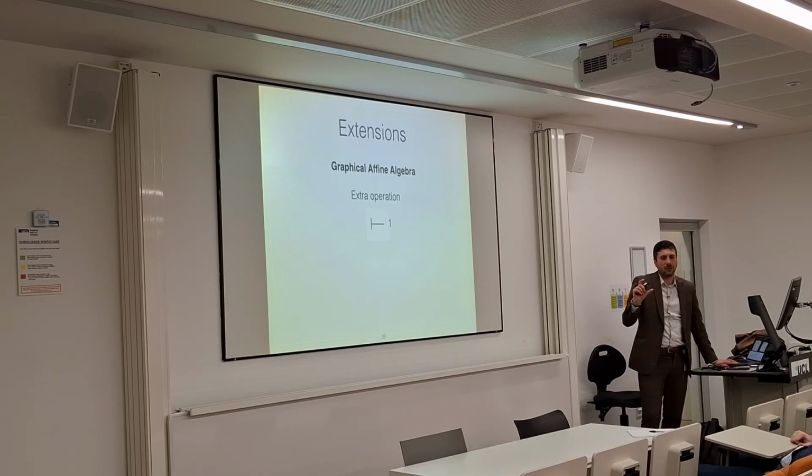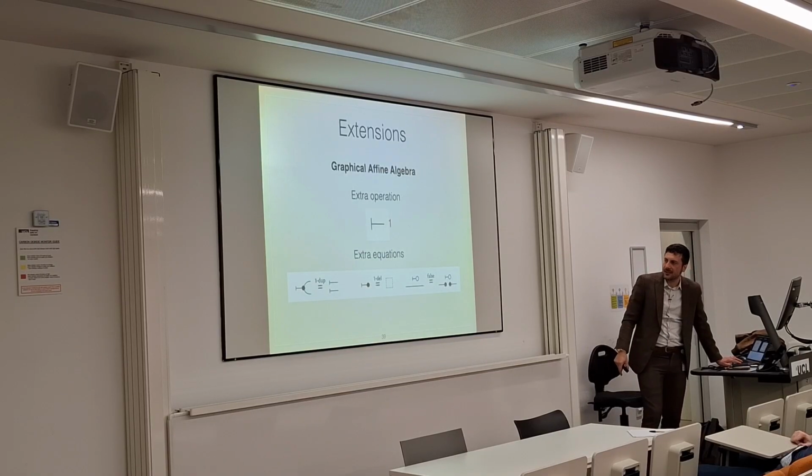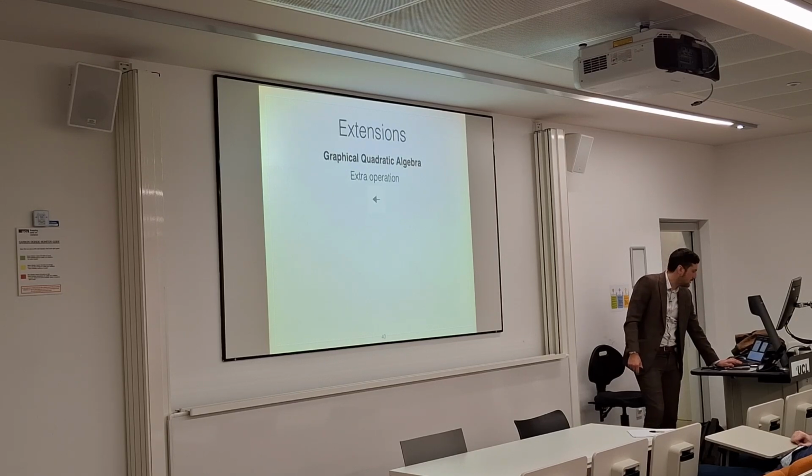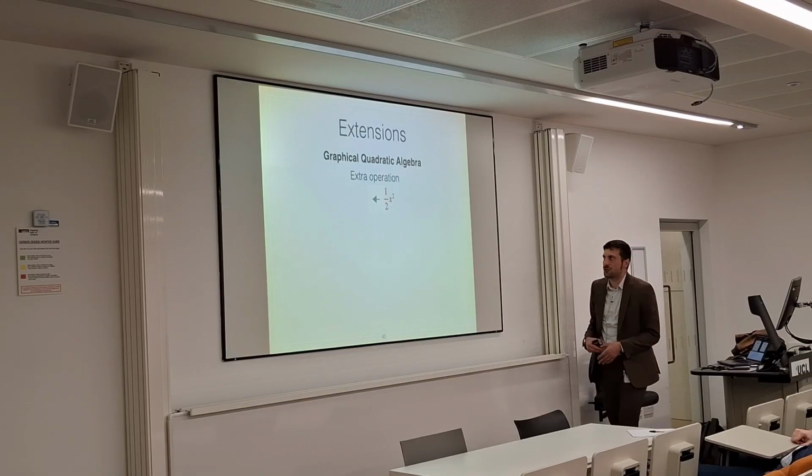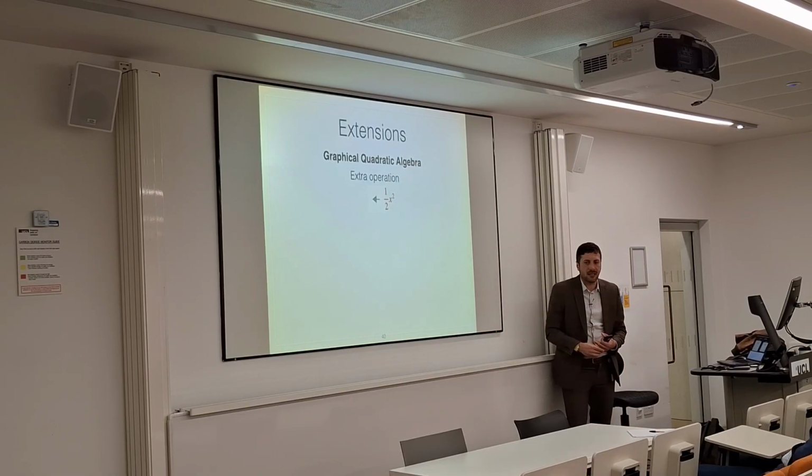In affine algebra, you can always translate things by a certain quantity, and this one helps you with that. There are some extra equations you need, and if you impose these extra equations, then you are in one-to-one correspondence with affine subspaces. So this is how you do affine algebra. Then you can do quadratic algebra. What it means to do quadratic algebra is that you have an extra operation that gives you the value 1/2 x squared. So if you think about just classical linear algebra, you cannot do quadratic functions.